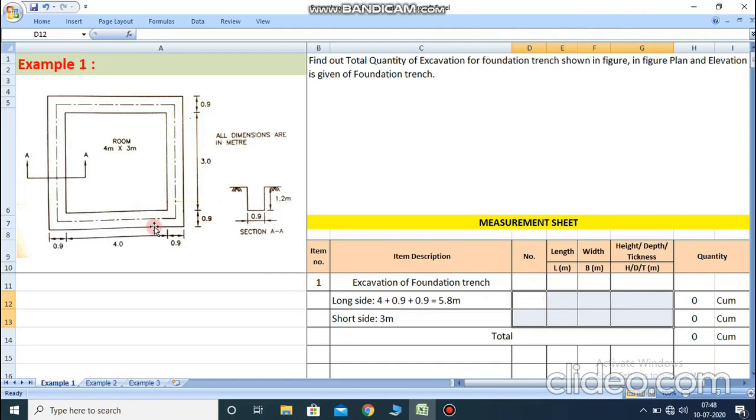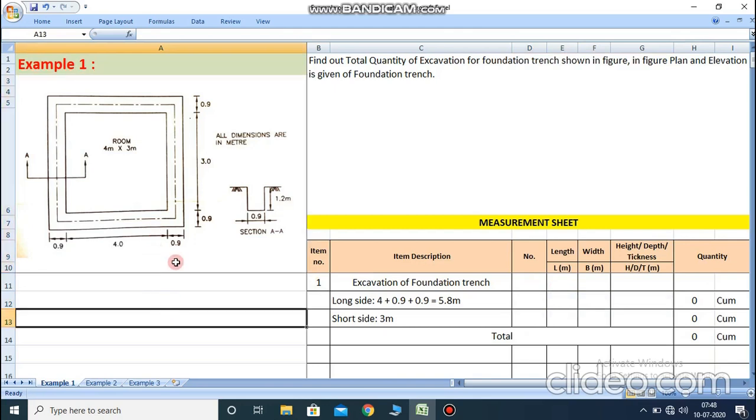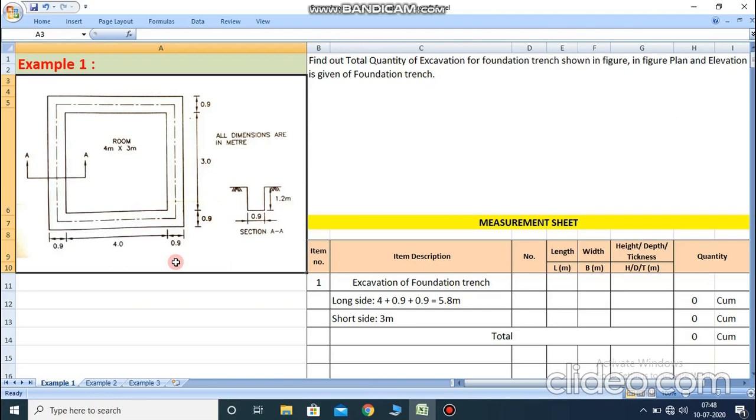Now let's see this figure. In an estimation example, plan, elevation and section are compulsorily given. From the plan we calculate the total length, width or size of any particular work, and from the elevation we get the exact idea about the height of the particular work, and from the section we get the width or depth of any work. So let's start example number 1.